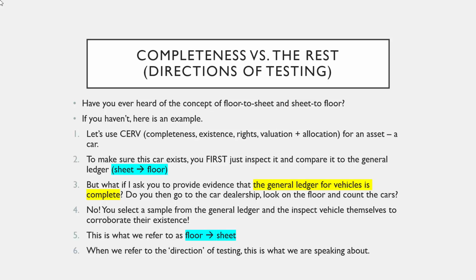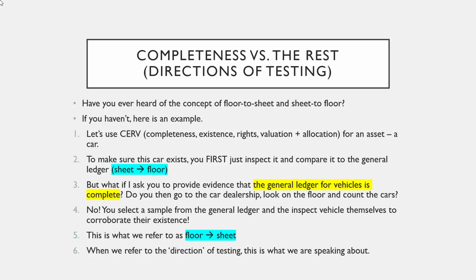To make sure that we have the rights to this one. So, sorry, not accuracy, valuation and allocation. That's what I was speaking about. That's what I should have said. COCAC is classes of transaction assertions. To make sure that we have rights to the vehicle, what do you do? We select a sample of vehicles from the general ledger, and then we go and inspect a contract to ensure that we actually do indeed have the rights to this vehicle.